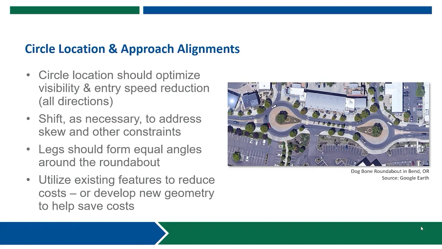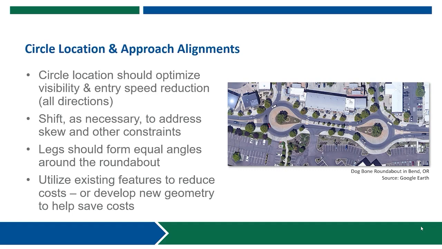An example might be shifting a roundabout off alignment to simplify traffic control and maintenance of traffic during construction, making it easier to build more quickly while reducing the overall cost of the project. An example of how this approach can be applied is a dog bone roundabout in the middle of a commercial district in Bend, Oregon, shown on the screen.